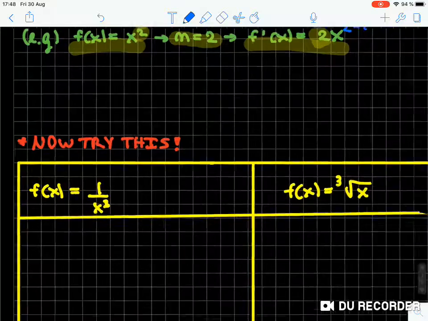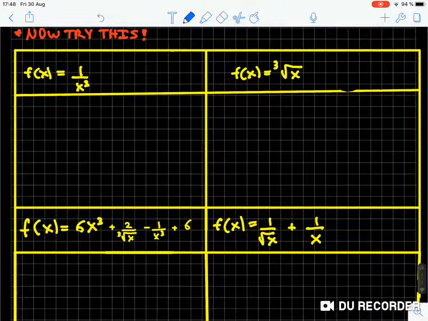Okay, so I would like you to try these four problems. I want you to differentiate these four functions. I would like you to pause the video right now. Otherwise, if you do not know how to solve them, or you just don't want to try solving them, continue and I will solve them right now.